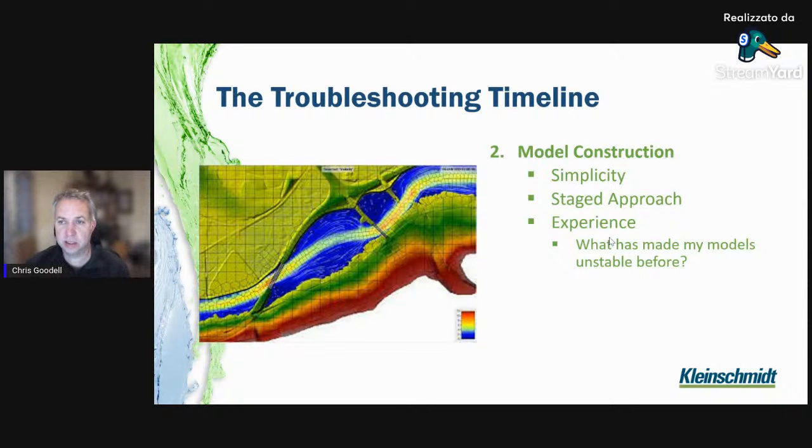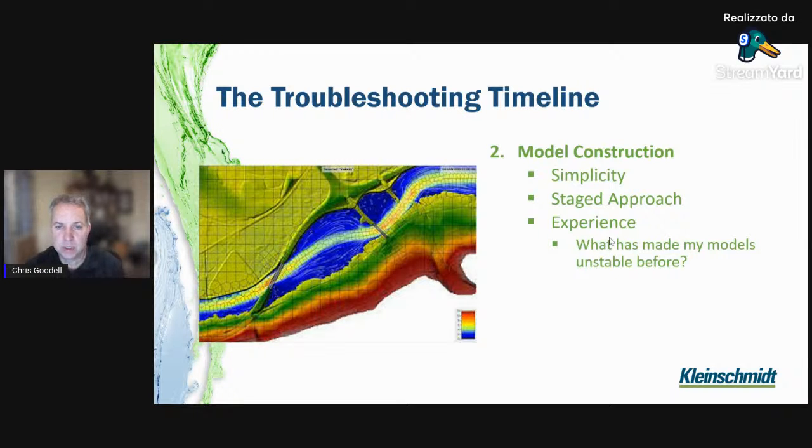Now, the next stage is construction. This is where you go to build your model. If it's a 1D model, you'll build it with cross sections. If it's a 2D model, you'll lay a two-dimensional mesh over a terrain. Could be a combination 1D, 2D model, in which case you'll have cross sections and a 2D mesh.